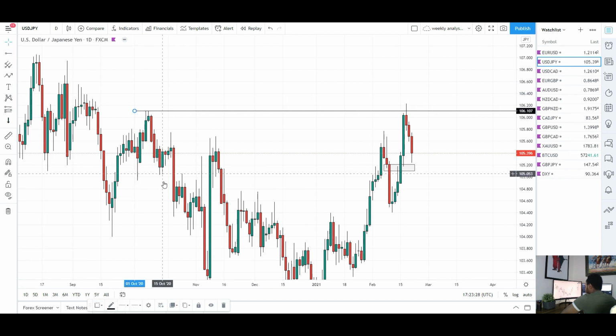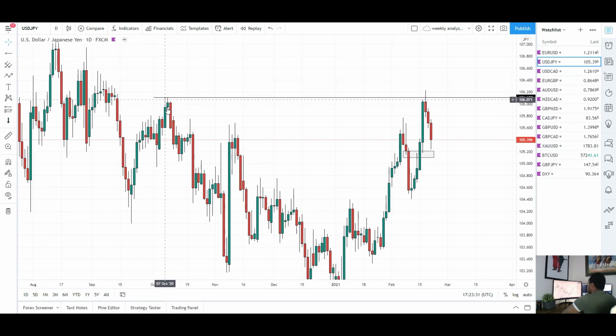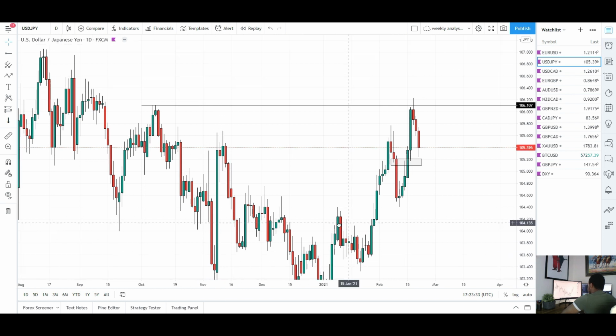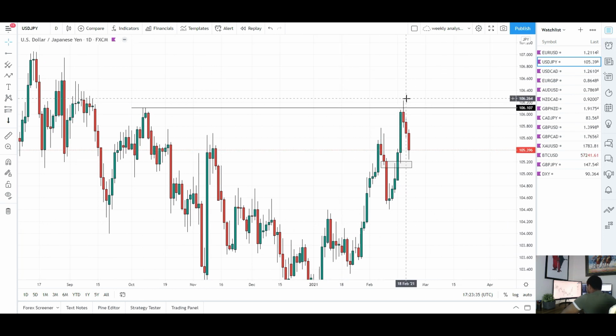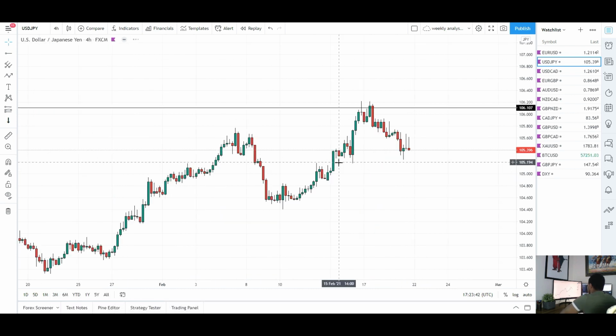So again, a really nice area of resistance. Big push to the upside, found resistance there, fell to the downside, creating new lows. So we tapped back into that, wicked above it a little bit, and then you can see we fell to the downside quite nicely. So a bit of a false breakout there for USD/JPY, but now we are starting to turn a little bit bearish.